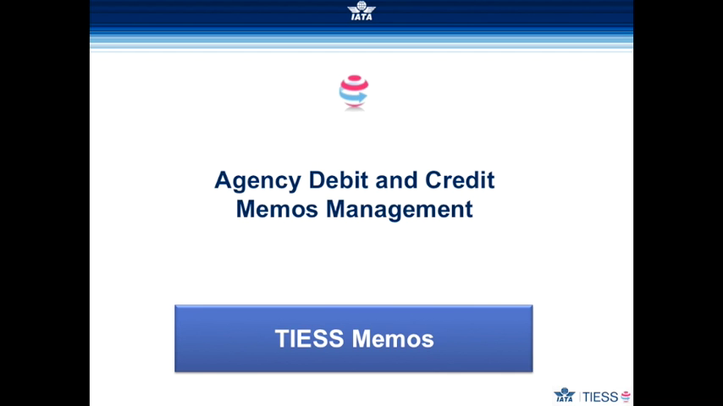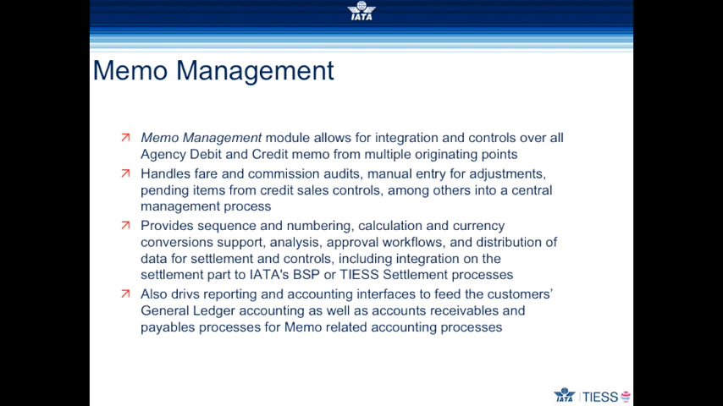Okay, so let's jump here into the agency debit and credit memos management module. The TIESS memos module allows for the integration and controls of debit memos, credit memos, again from multiple points. Handling of fare, commission audits, adjustment entries, pending items, unbilled transactions from the receivables controls, all that would be managed centrally here. Provides sequence numbering for different markets, calculation, currency conversions, integration to BSP and TIESS processes. It also drives reporting and accounting interfaces, feed for the customers, driving anything related to memo processes, and payables and receivables there is also accounted by the process.